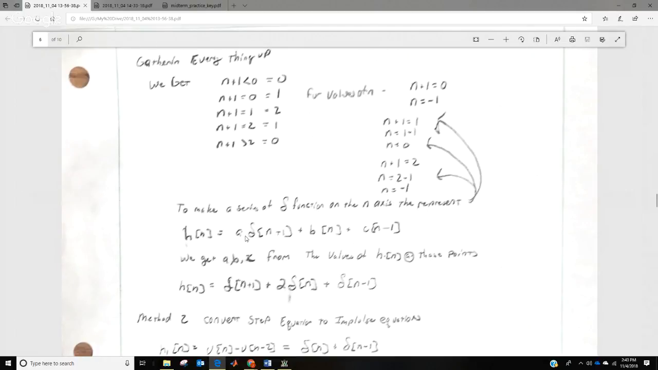And these should be delta functions there. So anyway, when n equals -1, this one is active. When n equals 0, this one is active because we have a 2. When n equals 1, this one is active.